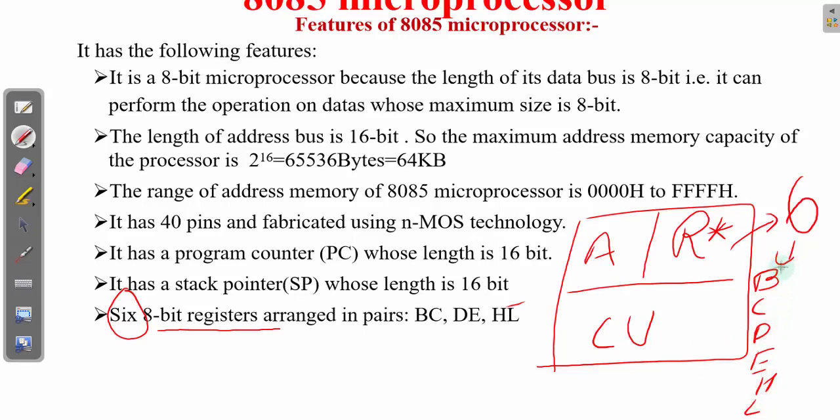Generally these B, C, D, E and H, L are in pairs. That's why it is written here that they are arranged in pairs. There are six registers which you can use individually also. But if you want to use them in pairs, you have to use this format only. I cannot pair the B register with the E register. B can be paired with C, and D can be paired with E. You have to keep this in mind.